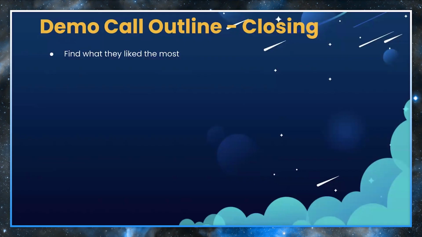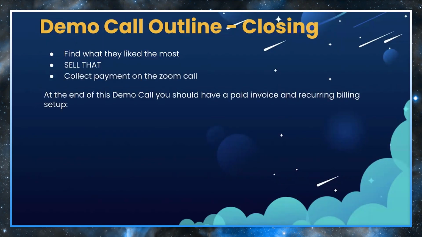So closing, last part of the demo call, find what they like the most. So out of all this, John, what sounded the best to you? Like, look, where do you see the value? Like what do you think would help you the most? And then gauge it off of that. Sell that. Collect payment on the Zoom call. At the end of the demo call, you should have a paid invoice and recurring billing set up.